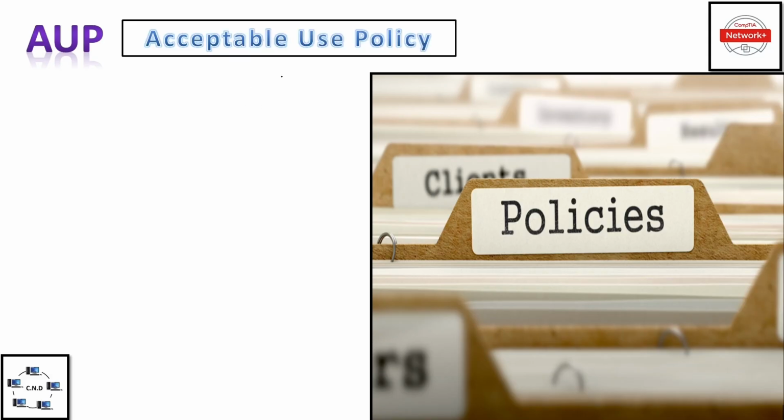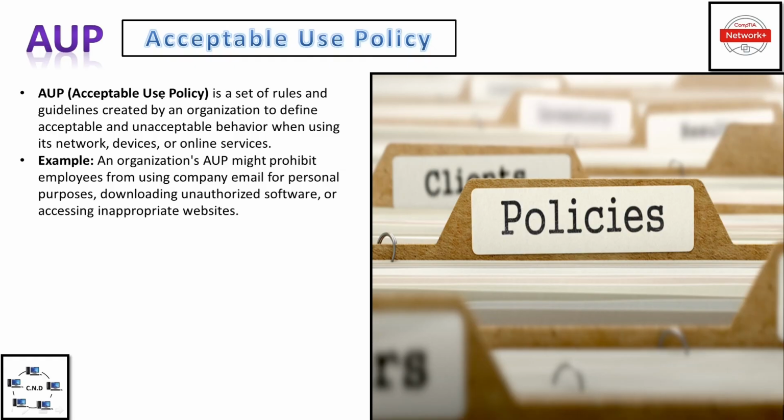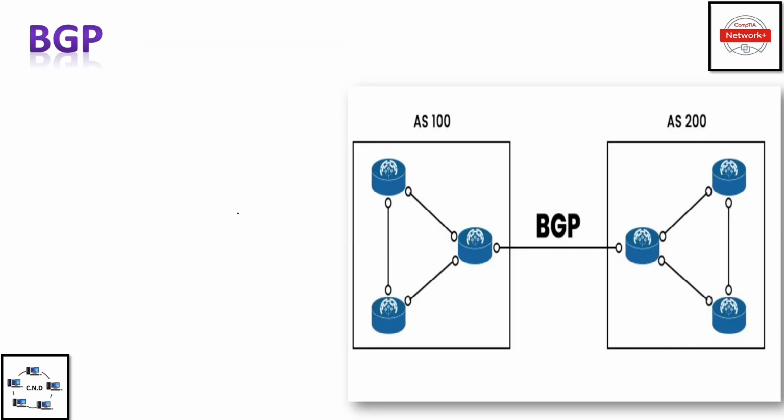AUP, that is Acceptable Use Policy. So AUP, Acceptable Use Policy, is a set of rules and guidelines created by an organization to define acceptable and unacceptable behavior when using its network devices or online services. For example, an organization's AUP might prohibit employees from using company email for personal purposes, downloading unauthorized software, or accessing inappropriate websites inside the company premises.